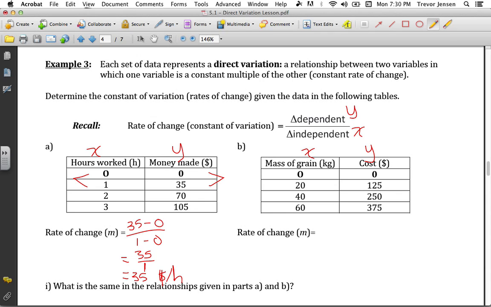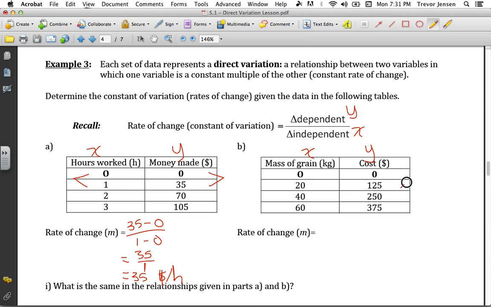Alright, let's look at B. Mass of grain is my one variable, cost is the other. Since cost is in the right-hand column, I know that's the dependent variable, so cost depends upon the mass of grain. So I can calculate the rate of change between these two variables by doing the change in y divided by the change in x. So change in cost divided by the change in the mass of the grain. That'll tell me the cost per kilogram of grain. So let's calculate that, and I'll use the first two data points here as well.